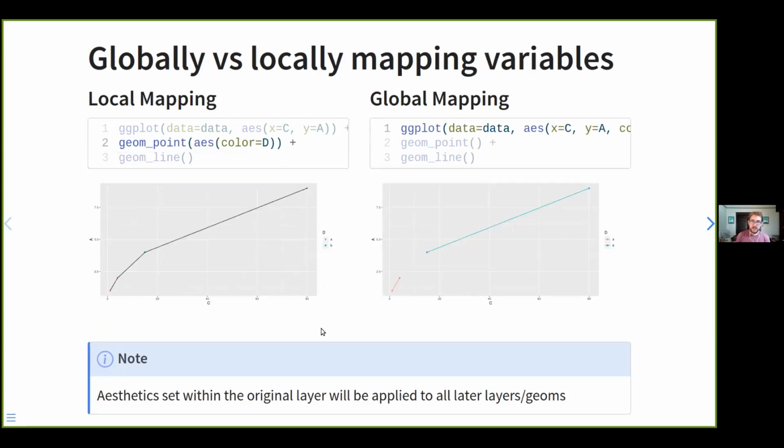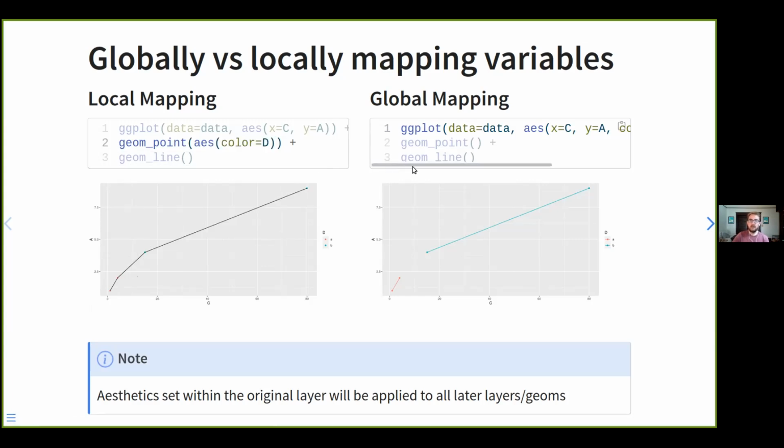There are actually different ways to map data. You can do what's called local mapping or global mapping. So local mapping is what I've been showing you during the past few slides, where you take a particular geom layer and you set the AES function in that layer itself. And that will only color that one geom or only apply to that one geom. So here, the dots are now colored by D, but the line is still kind of a generic black line.